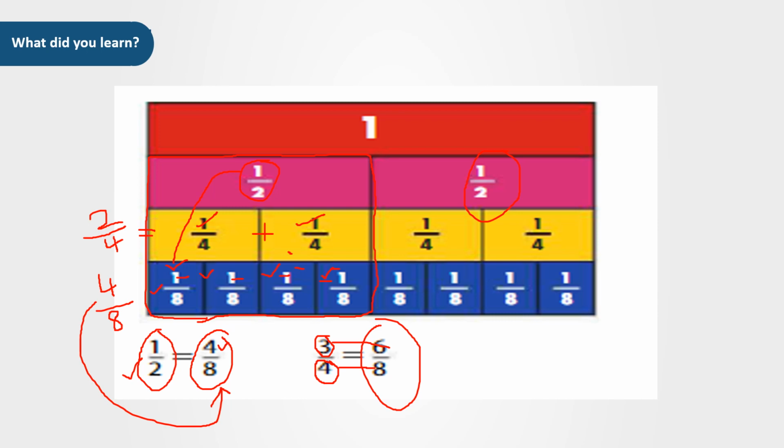So you can write that 1/2 is equal to 2/4, or you can double it again: 2 plus 2, 4, and 4 plus 4, 8. So this is also correct. But simply keep one thing in mind: when you are writing an equivalent fraction, just double the numerator and double the denominator and you will get your answer. That's it.